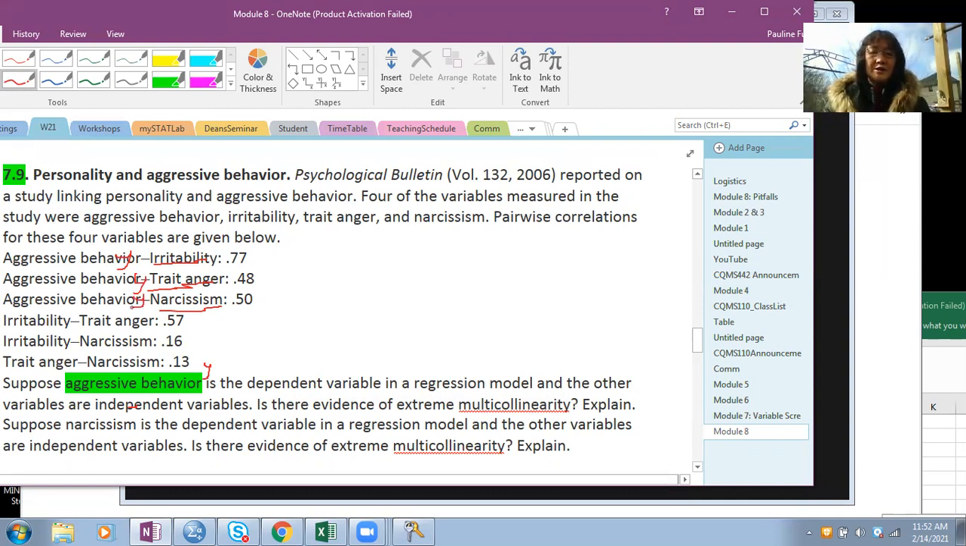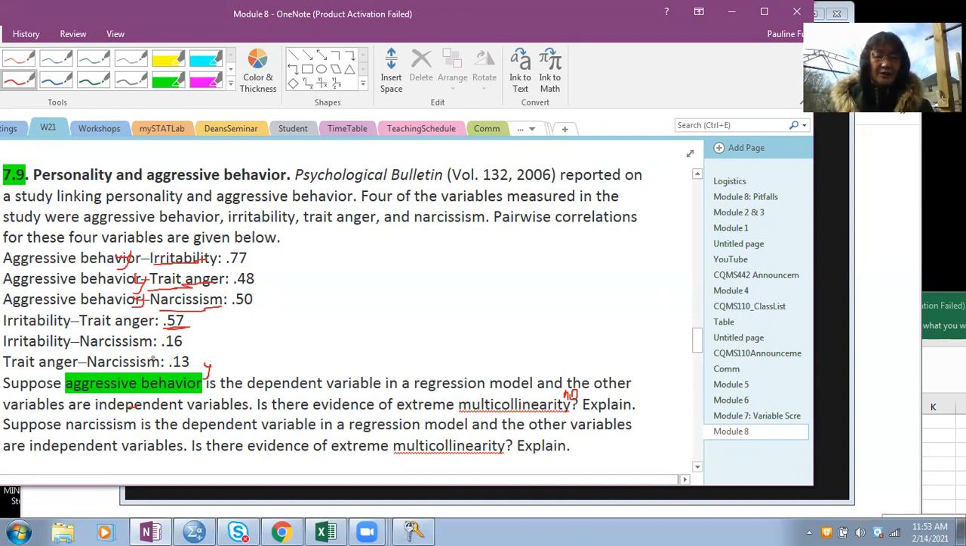Okay, you hope there is a strong relationship between X and Y. So there is no evidence of multicollinearity. If you examine the relationship among the X variables, irritability and trait anger, this one is a little bit greater than 0.5, but other than this number, the other variables are not correlated. So overall, there is no evidence of extreme multicollinearity. Although irritability and trait anger have a little bit of correlation, overall, no.